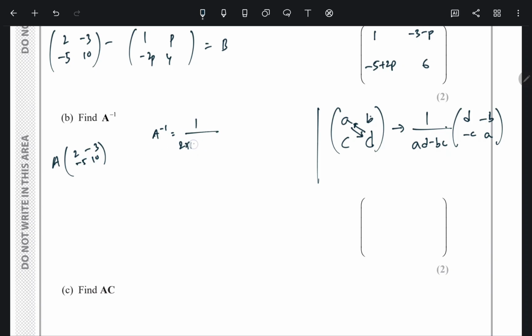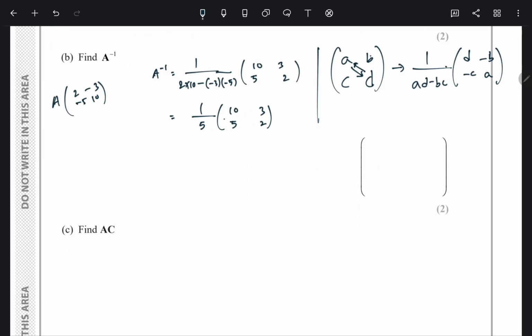So that's 2 times 10 minus bc. So that's minus 3 into minus 5. And the matrix is 2 and 10 are going to switch places. So that's 10 and 2. And 3 and 5 change the signs. So that's 3, 5. And that's going to be 1 divided by 20 minus 15. That's 5, into 10, 3, 5, and 2. So the matrix becomes 2, 3 by 5, 1, and 2 by 5.